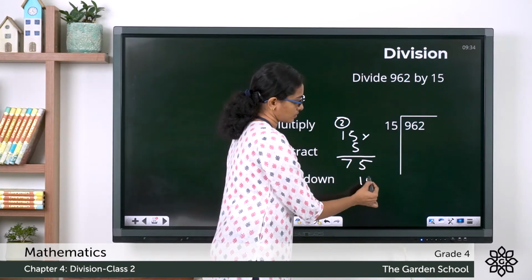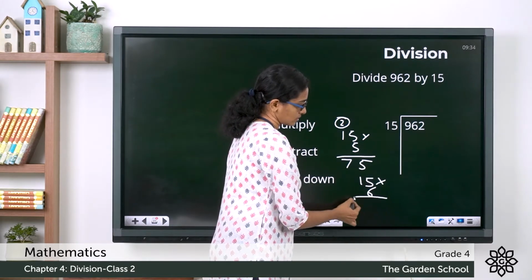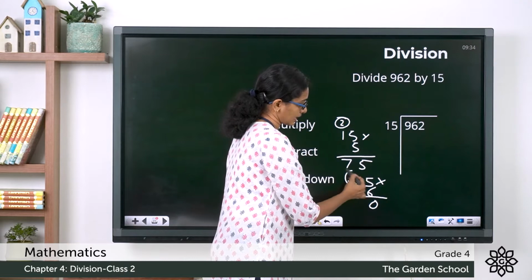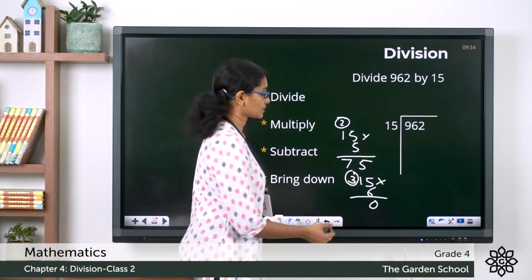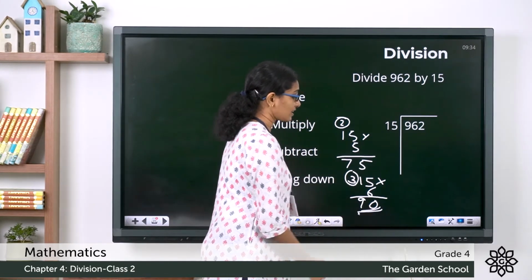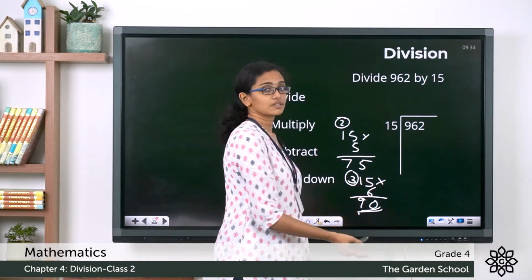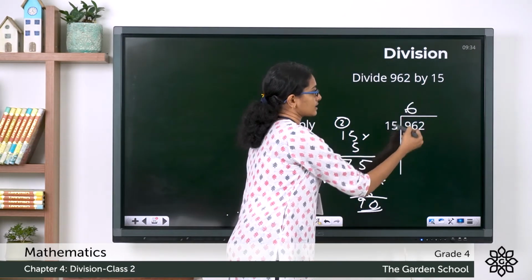Now, let's try 15 into 6. 6 fives are 30. I carry over 3. 6 into 1, 6 plus 3 is 9. So, there we got 90. So, shall we take 6 15s? Yes. We'll write 6 here.